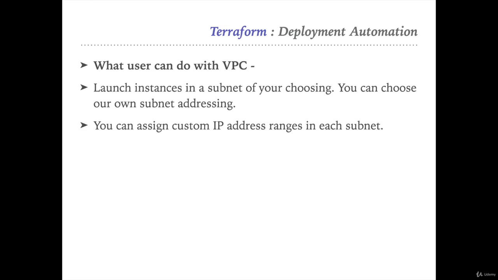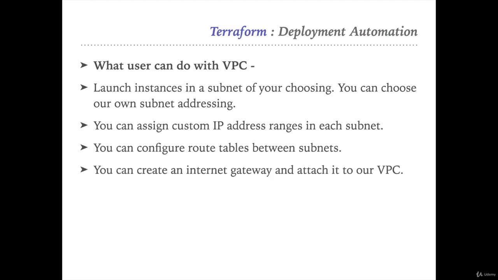Machines which require internet access will be spun up in the subnet which has access to the internet. So we can do a lot of things if we define the subnet inside the VPC, and these things will be mostly related to communication and security. User can configure the route tables between the subnets. So if we are defining multiple subnets to enable communication across the subnets, we can define the route table for the subnets. As we already discussed, the user can create the internet gateway and attach it to the VPC.